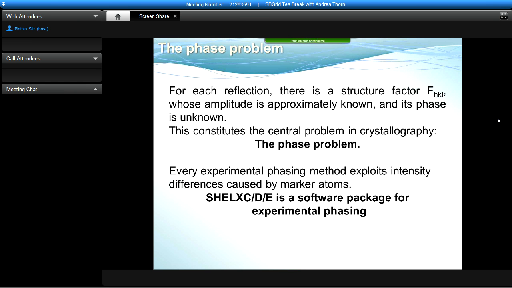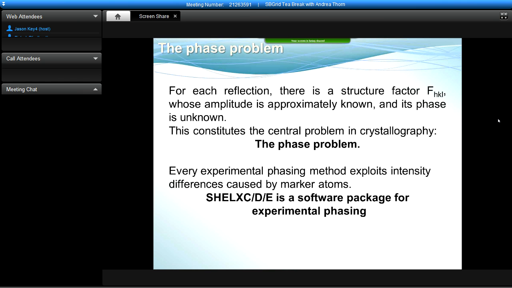However, the main topic of my talk today will be about solving the phase problem with SHELX. So if you imagine your data, for each reflection, there's a structure factor, F(hkl), and you know the amplitude approximately from the reflection intensity because they're proportional. And the phase of that structure factor is unknown. So for each and every reflection, there's a structure factor, you know the amplitude, but you don't know the phase. And that constitutes the central problem of crystallography, the phase problem.